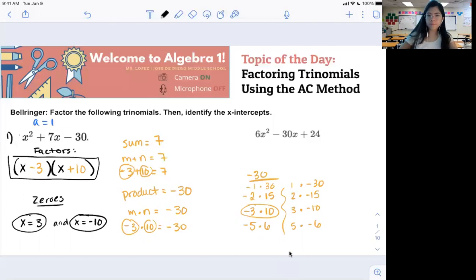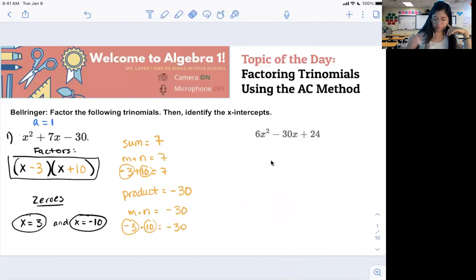All right, cool. Now, number 2, a little more challenging, because what's the matter with number 2? What's different? Yeah, we got a 6. A equals 6. Can you do the sum product method when A is greater than 1? No. So what do I have to do first? Okay, what type of math? Good. We divide everything by 6.